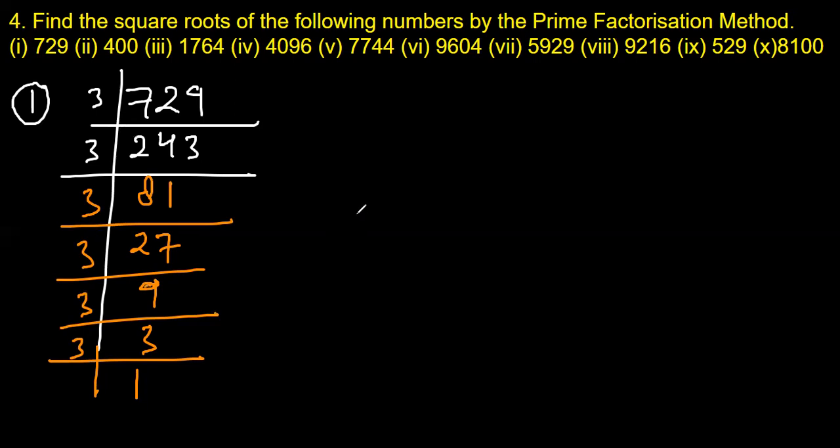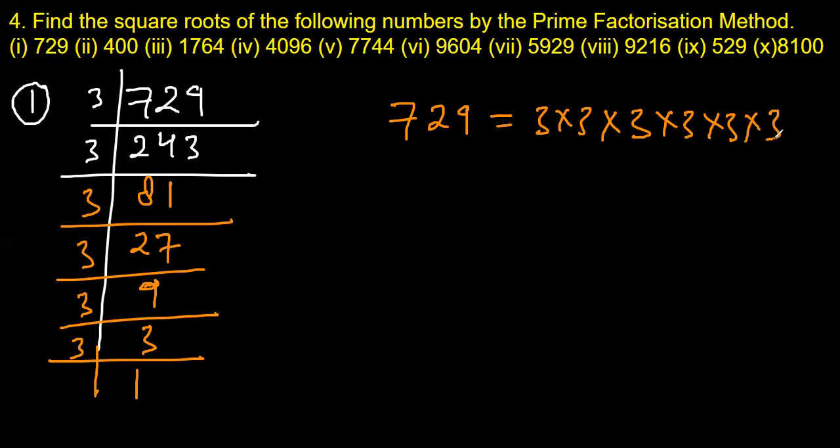Okay, so what we can see here is the factors of 729 are 3 multiplied by 3. How many times? There are 6. Okay, so write 6 times: 3, 4, 5, and 6. To find the square root, as the name says, you will take pairs of 2. How many pairs of 2 do you have? 2 and 3. So you need to write it like this.